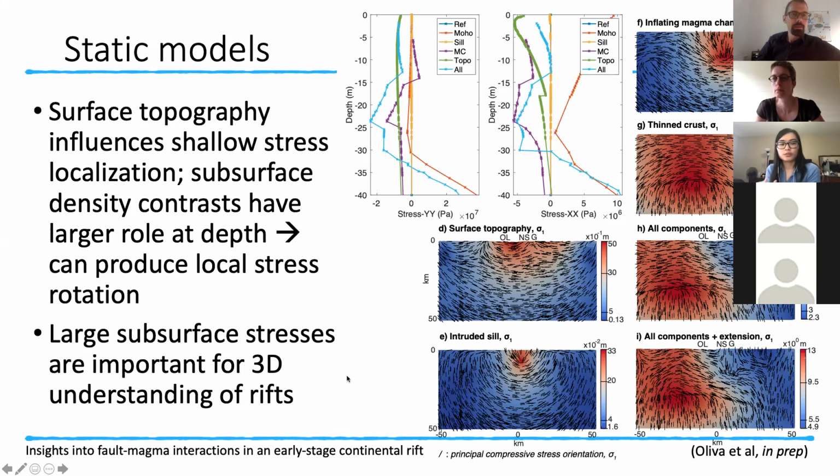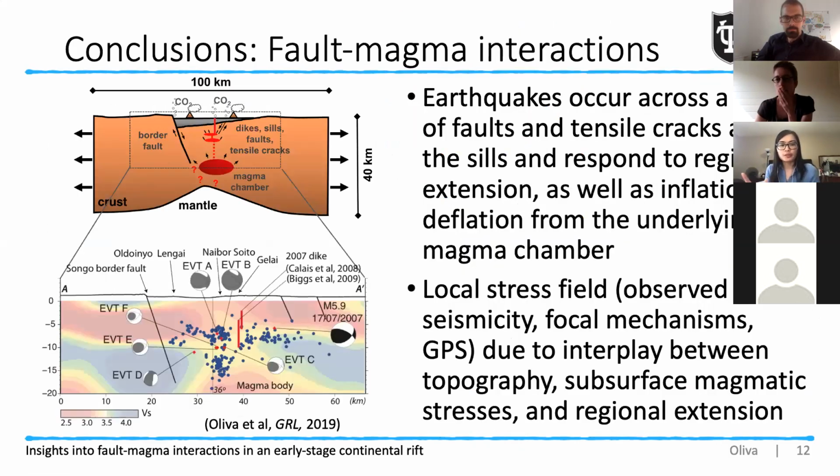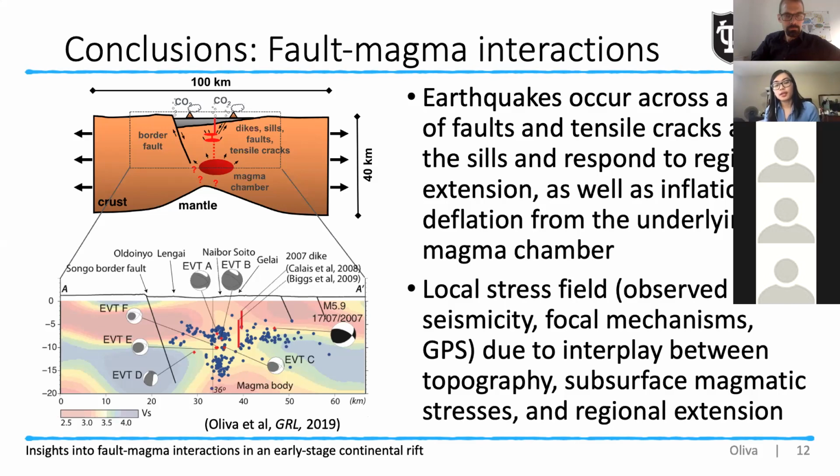And so we conclude that also that large subsurface stresses are important for the 3D understanding of rifts. And so just to sum that all up, we conclude that earthquakes occur across a swath of faults and tensile cracks above the sills and respond to regional extension, as well as inflation and deflation from the underlying magma chamber. And the local stress field is due to an interplay between topography, subsurface magmatic stresses, and regional extension in this early stage rift. Thank you.